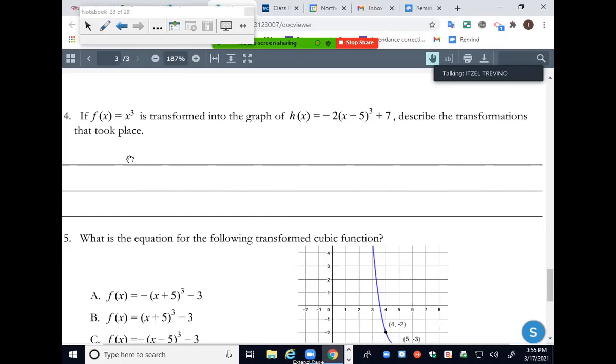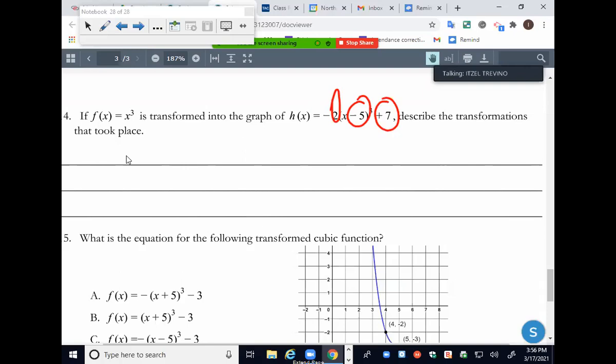Tell me real quick, how many transformations am I supposed to have? Name the transformations. What are the things that look different? The 2. The -5. The 7. My negative. The cube is supposed to be like that. We have x cubed. Okay, so I have 4 transformations.